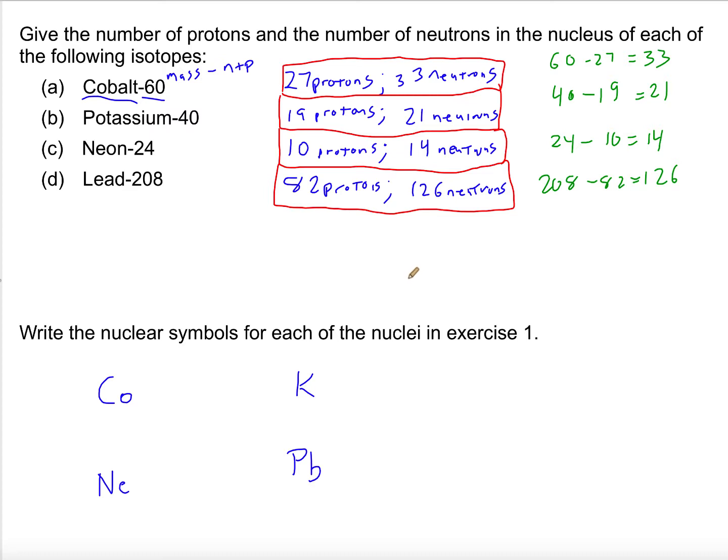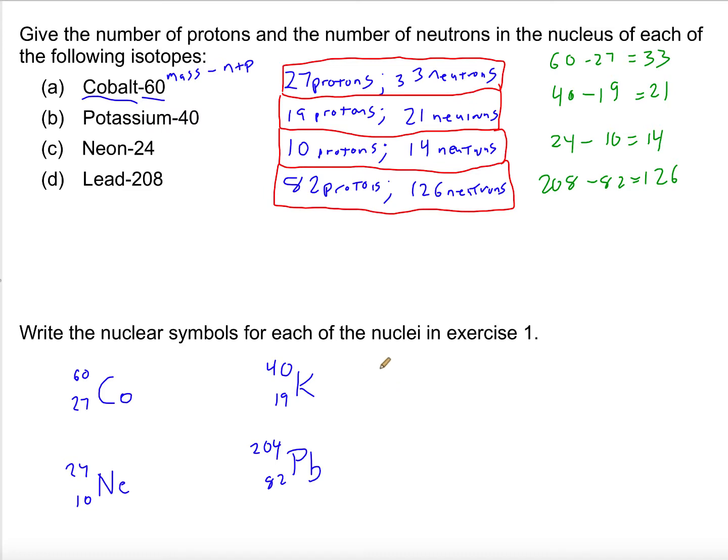So that's the start, but that's not the end of the nuclear symbol. When you're writing the nuclear symbol, you also write the atomic number to the lower left. So in this case, that's the number of protons that we determined, and cobalt would be 27, neon would be 10, potassium 19, and lead 82. And then at the top in the upper left, we write the atomic mass. So that's just the numbers that we used in the previous portion. So cobalt would be 60, potassium would be 40, neon would be 24, and lead would be 208. So those would be the nuclear symbols for each of these nuclei that we previously looked at.